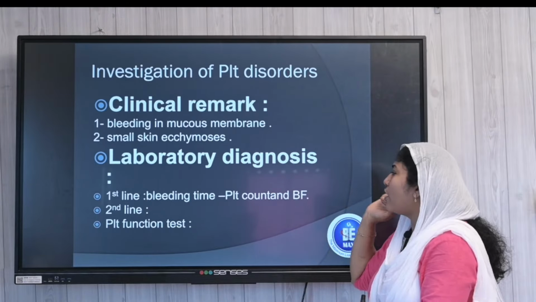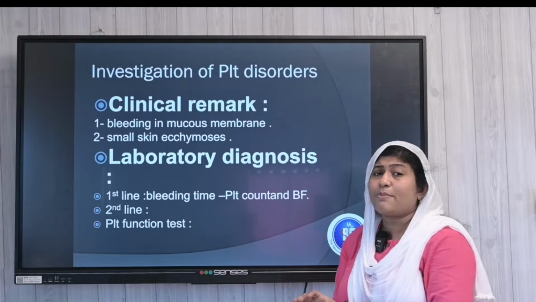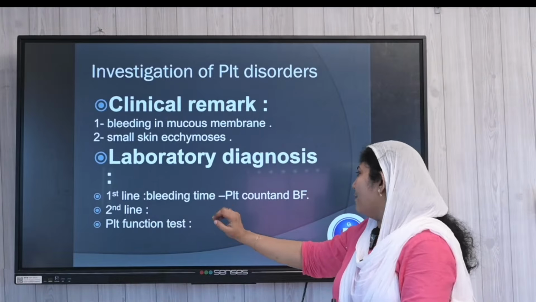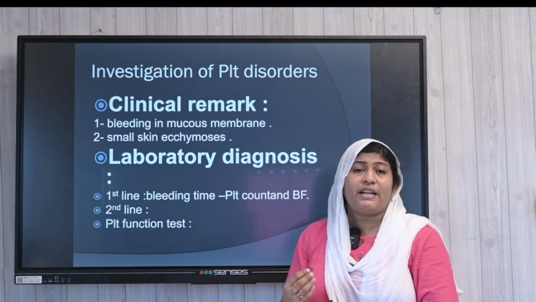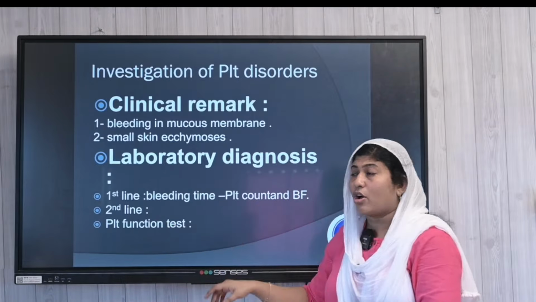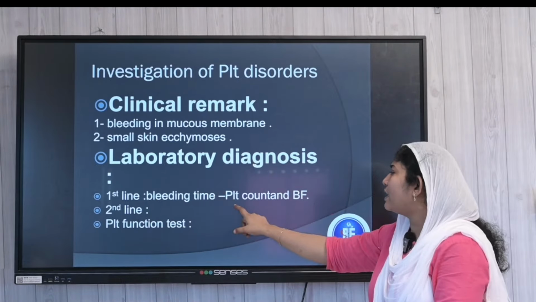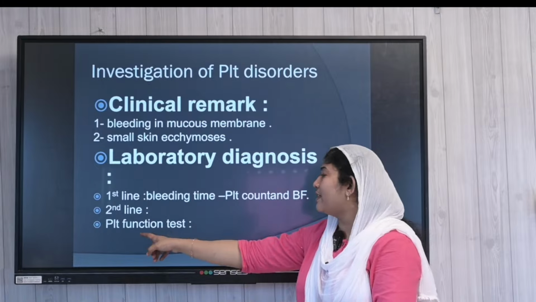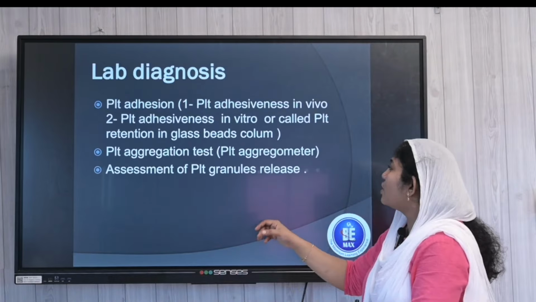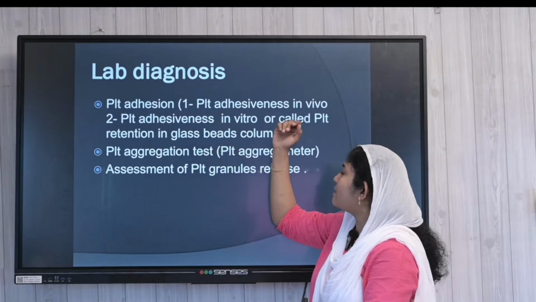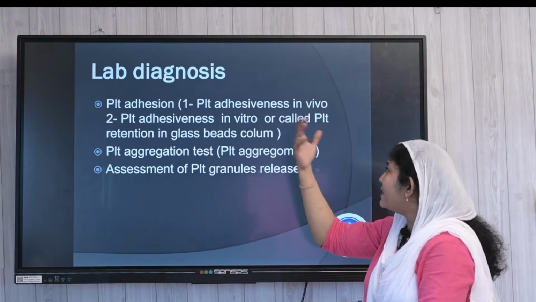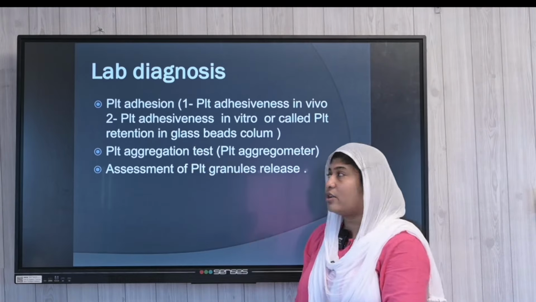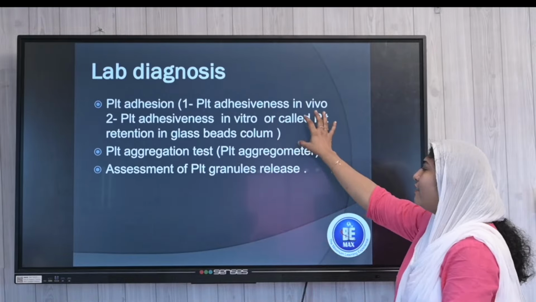Then, in the laboratory diagnosis, to check for a quality or primary problem in the platelet, the first step is the bleeding time. When we check the bleeding time it will definitely be prolonged, but the clotting time may be normal. So the first-line, simple test for detecting a quality problem is the patient's bleeding time. Then the second line of test, for confirmation, is the platelet function test. The platelet function test includes the platelet adhesion test, platelet adhesiveness in vivo or in vitro. Inside the blood vessel we can do the adhesion, or outside with the help of a glass bead column. They all come under the diagnosis of platelet adhesion.